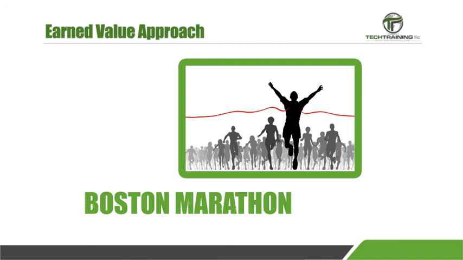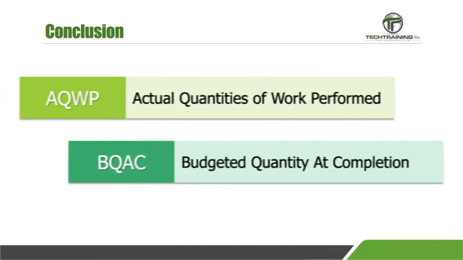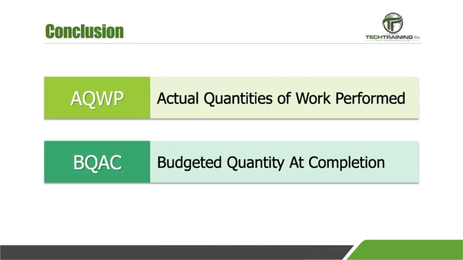Just a couple of final comments. The earned value approach may sometimes use quantities produced. When this is the case, you will see such items as AQWP, actual quantity of work performed. This is also measured in the field. You may see BQAC, budgeted quantity at completion. This is a value of the quantity baseline as projected at a given point.